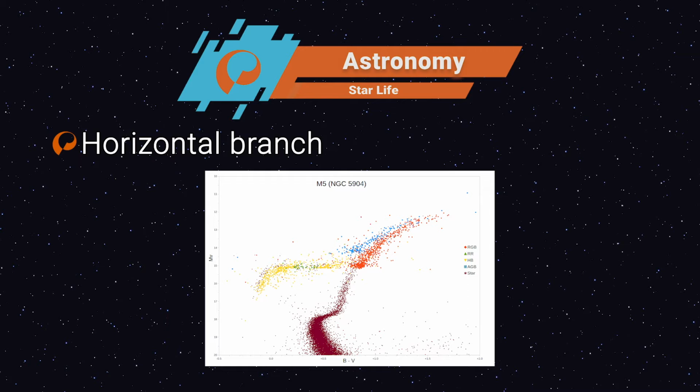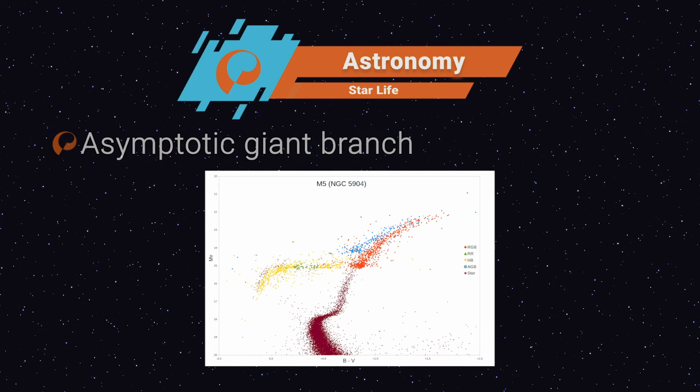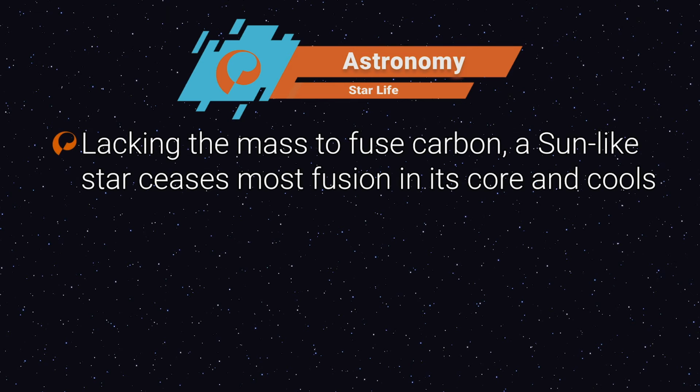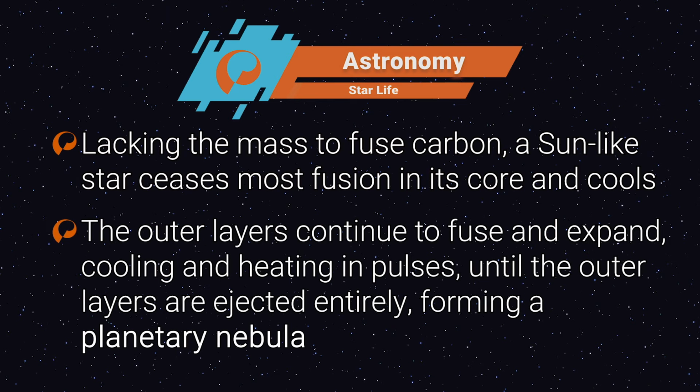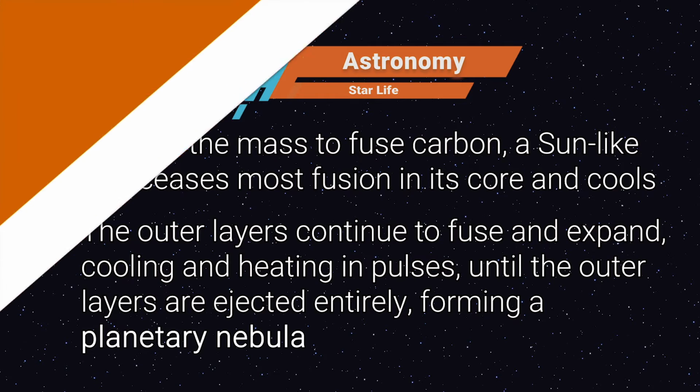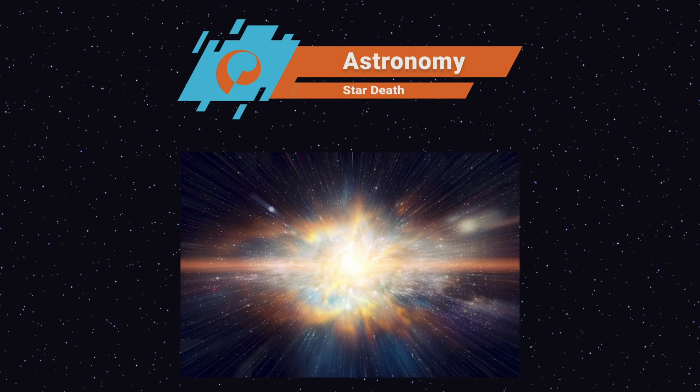When helium burning begins to come to an end, the star again expands and re-enters the giant group on the asymptotic giant branch, now with a core of carbon. Lacking the mass to fuse carbon, a Sun-like star ceases most fusion in its core and cools. The outer layers continue to fuse and expand, cooling and heating in pulses, until the outer layers are ejected entirely, forming a planetary nebula.